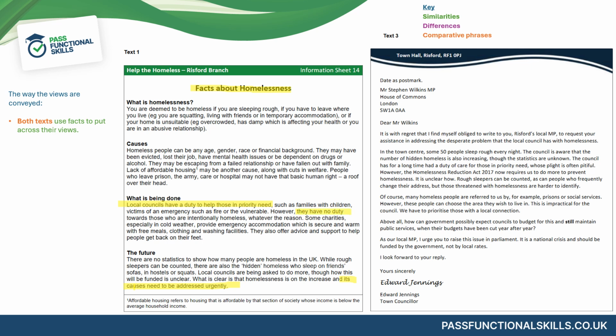However, they have no duty towards those who are intentionally homeless. And they also say that local councils are being asked to do more, and that there are no actual statistics to show how many people are homeless in the UK.